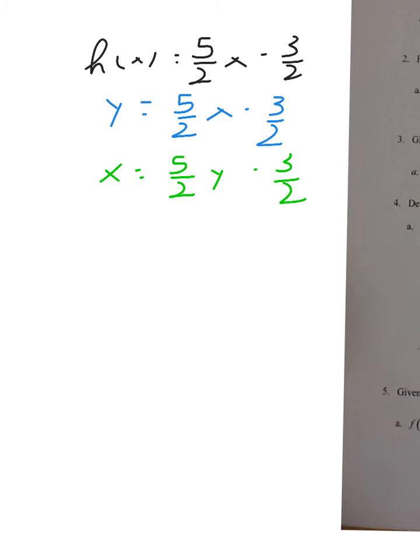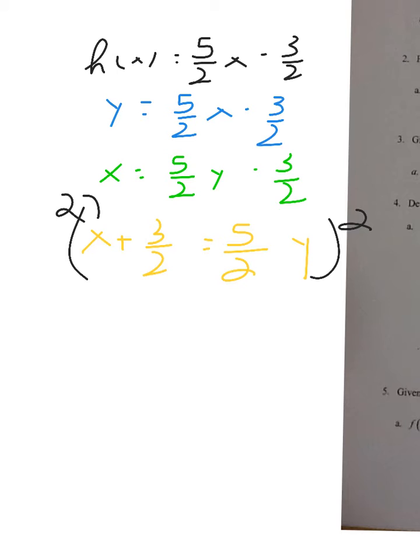So now I add 3 halves to both sides. X plus 3 halves equals 5 over 2y. Now we want to get rid of the fraction. So to get rid of the fraction, you want to get rid of the 2. So multiply both sides by 2. So you have to make sure you distribute.